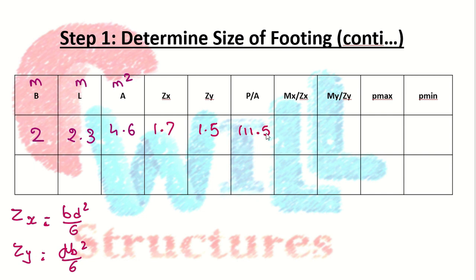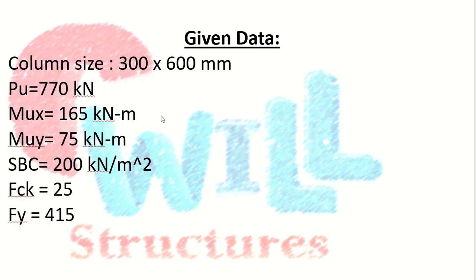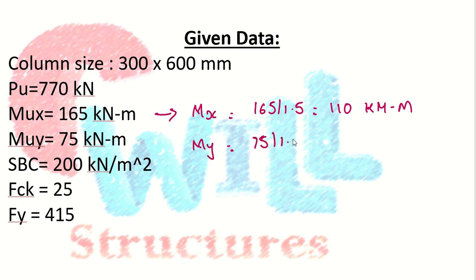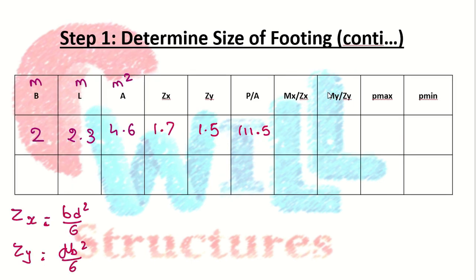Now Mx upon Z. Here we have to take the moment about x unfactored, right? I think we take the unfactored Mx 165 upon 1.5, which is 110 kilonewton meter, and for My it is 75 upon 1.5, right? The value is 50 kilonewton meter. Okay, good. Now Mx upon Zx is 62.3, and for My it is 32.6.